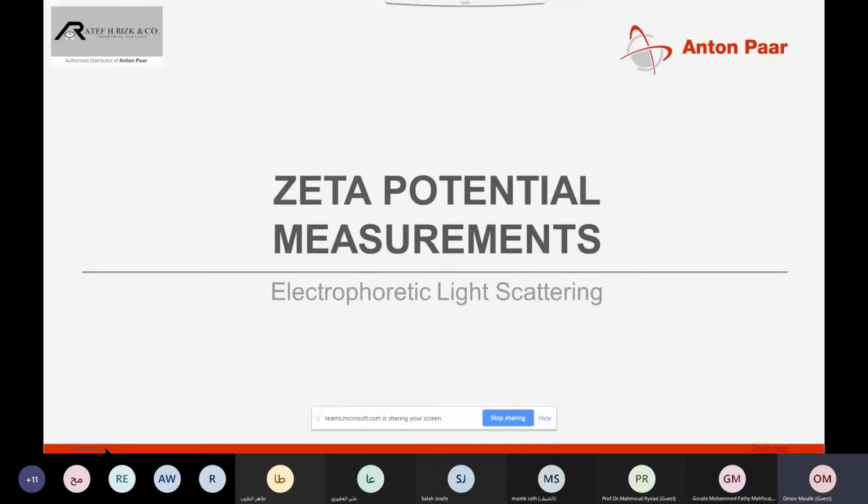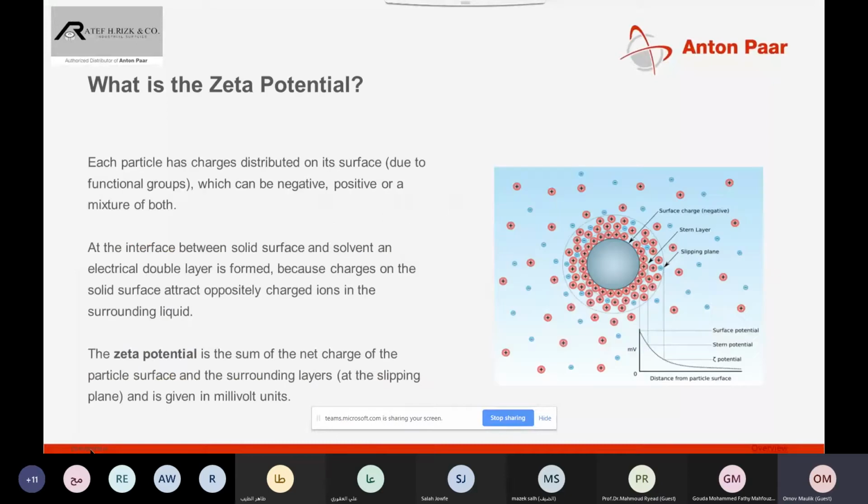Again, then zeta potential measurement, which is also called electrophoretic light scattering. As Professor Mahmood had already explained, what is zeta potential? It is actually the double layer of charge surrounding the particles, and the initial layer is the fixed layer of oppositely charged particles. And when we consider the zeta potential, it is an addition of a surface potential up till the slipping plane.